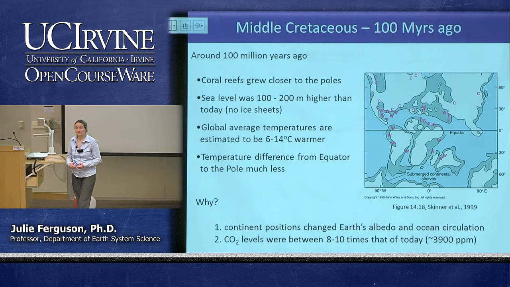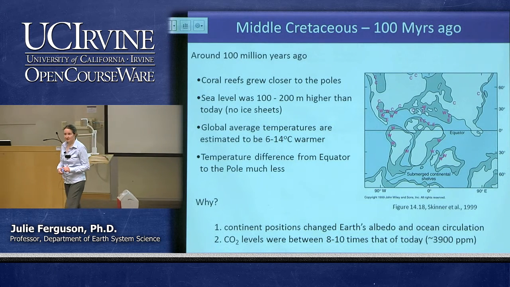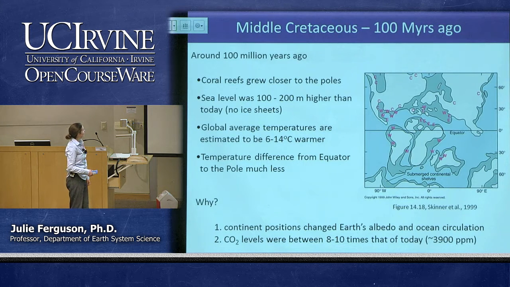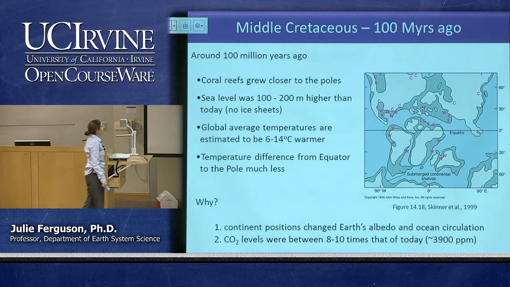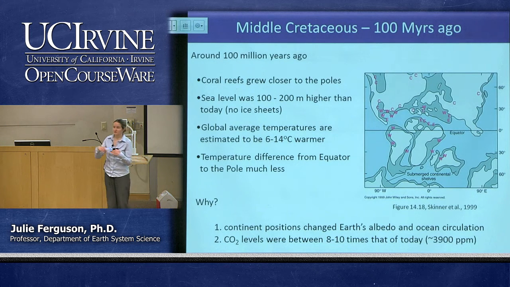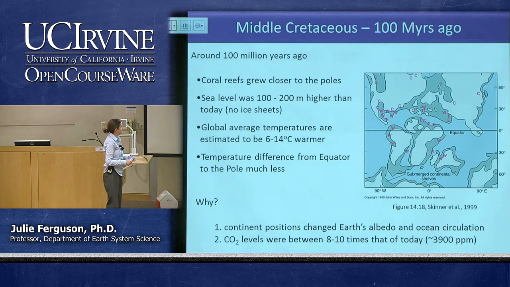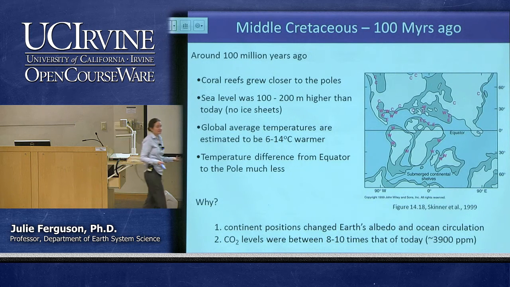We had sea level that was 100 to 200 meters higher than today, so that's like 100 of me stacked on top of myself. Global temperatures were maybe anything from 6 to 14 degrees warmer than today, and that meant that the temperature difference between the pole and the equator was a lot less, and so we didn't get as much atmospheric and ocean circulation. So why was it so different?